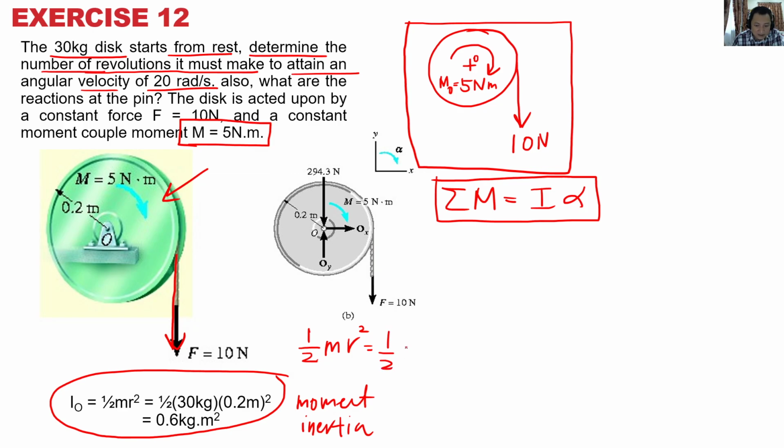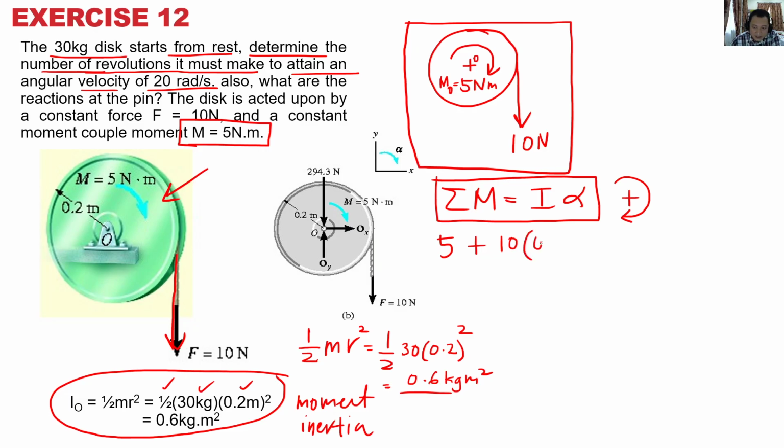Which is half mr squared. So half. Mass is 30 kilo. Radius is 0.2 squared. Half mr squared gives the answer 0.6 kilogram meter squared. So I is settled. Alpha we need to find. So find the summation of moment. Since it's rotating this way, this is positive. So you've got 5 plus 10 times 0.2 is equivalent to 0.6 alpha.